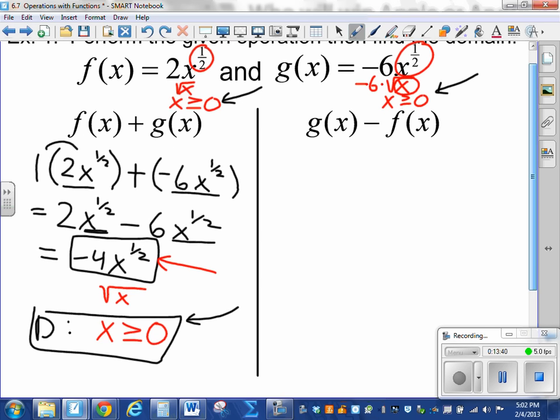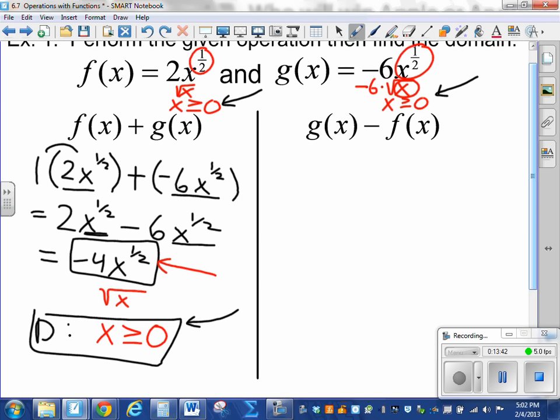All right, same for the second one. Let's see here. We need an equal sign over there. Negative 6x to the 1/2. Oh, wait, I got that backwards. Hopefully I remember to put the notation to say, hey, don't do that. See what happens when you rush? You should go slower. Yes, I'm talking to myself. And f of x is 2x to the 1/2.